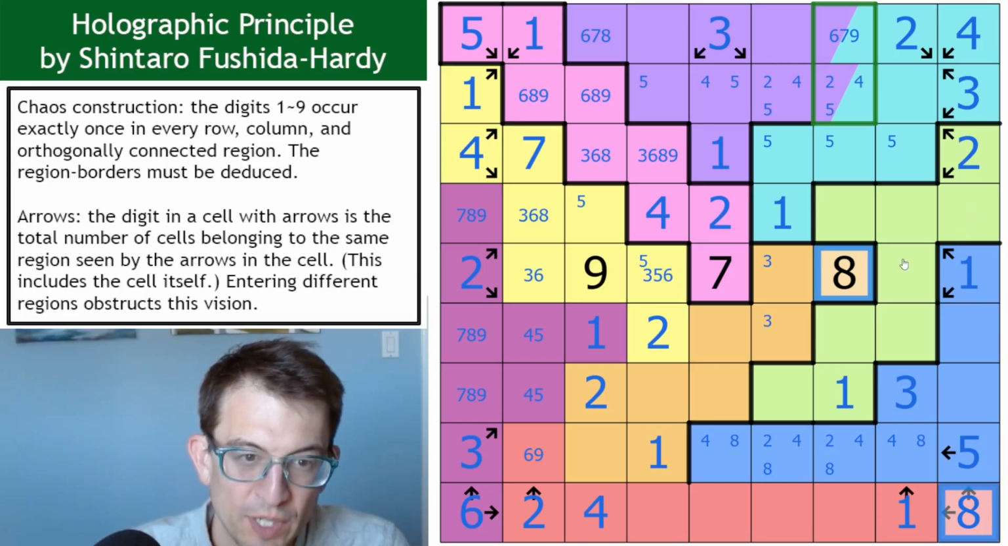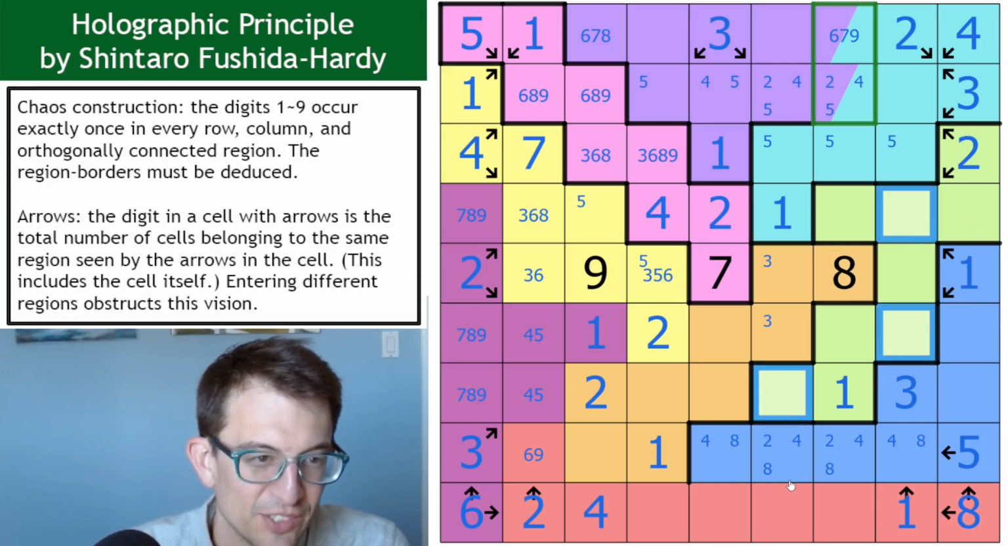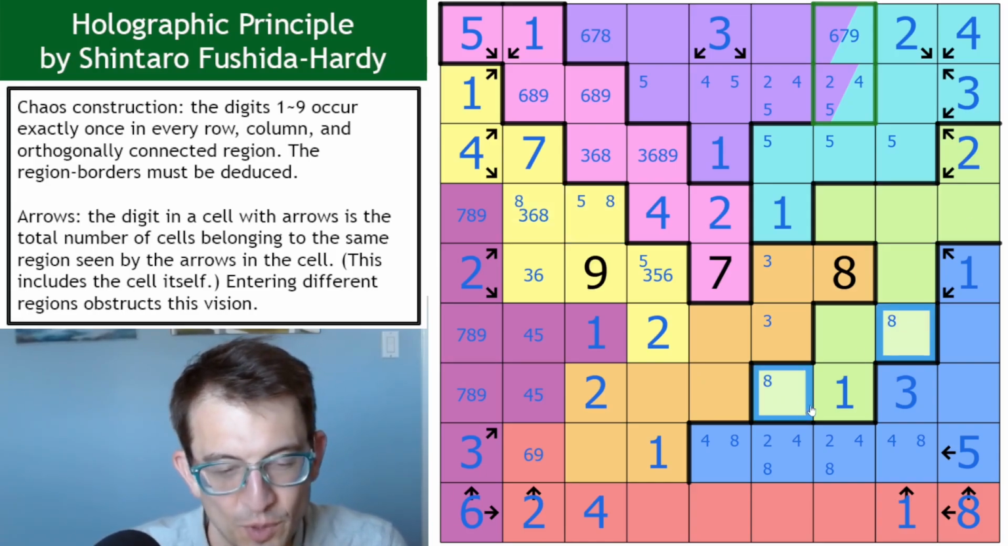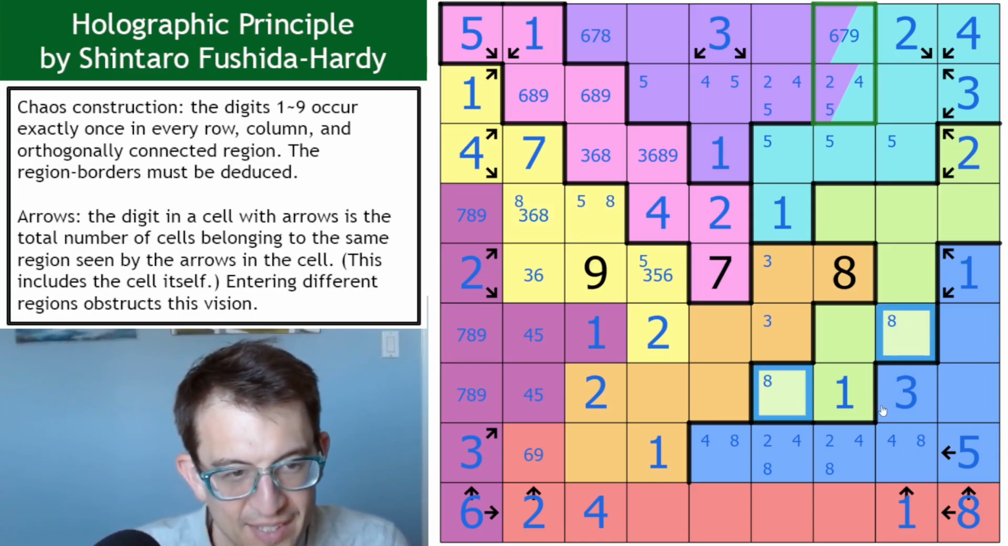8 in green is almost interestingly limited, but it is not. 8 in yellow, though, is one of these two, which means that's not 8. So my 8 is one of, that's worth highlighting, I think.